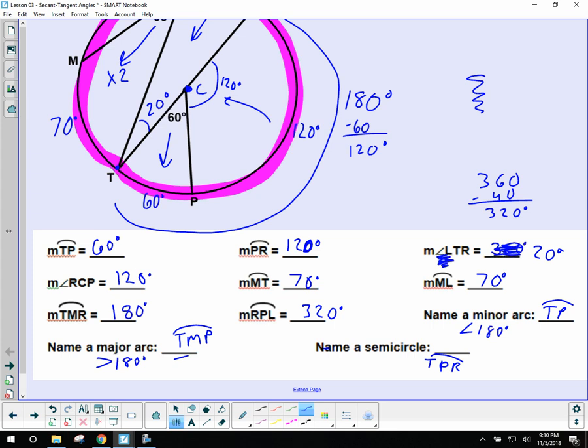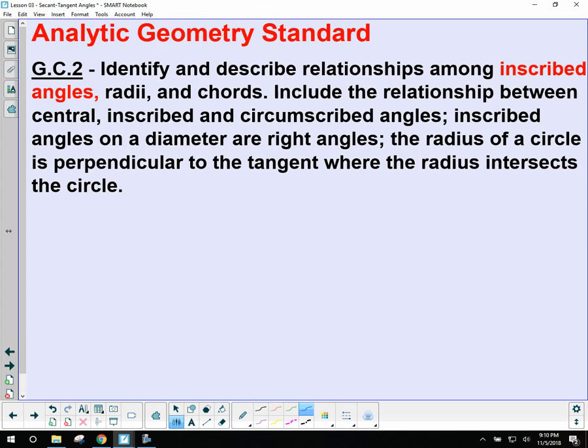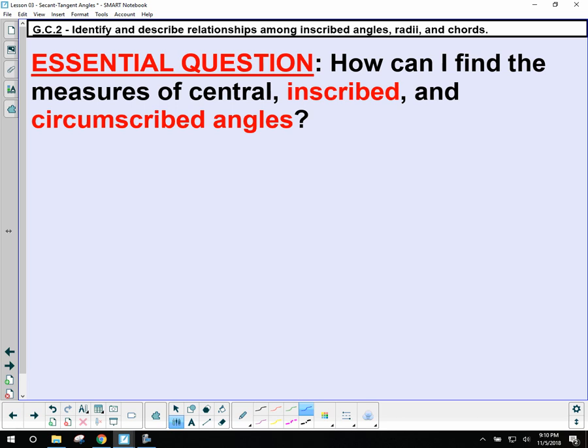Again, we're still talking about inscribed angles. How can I find the measures of central, inscribed, and circumscribed angles?